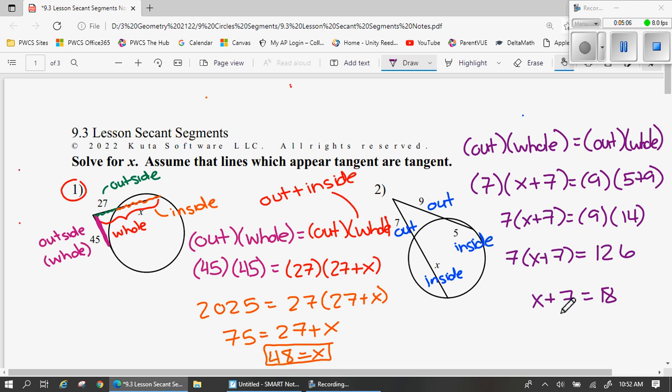If you are getting stuck on any of this algebra and you need help, please do raise your hand before you get too far and get too lost. I'll subtract 7 from both sides, and I'll find out that the inside piece of this secant is 11 long. Which makes sense because it looks like it's the longest of the 4 pieces, and it's not so big that it looks like maybe it's the wrong answer. It's just a little bit bigger than this one, which is 9. 11 is just a little bit bigger than 9.